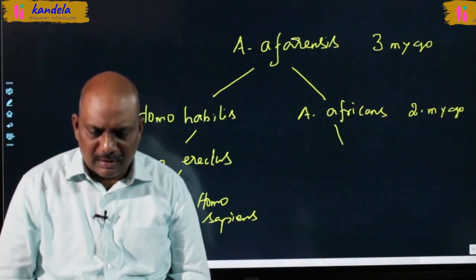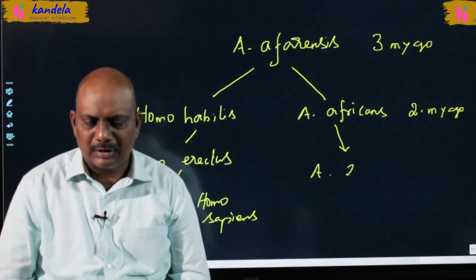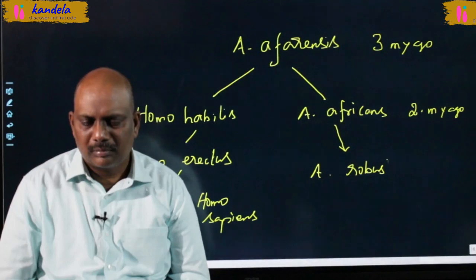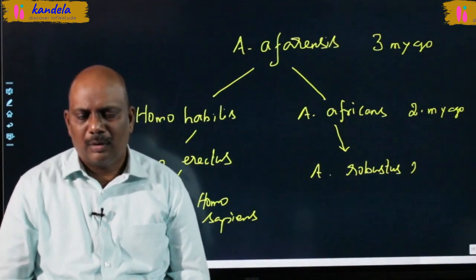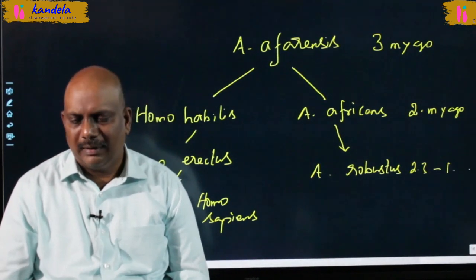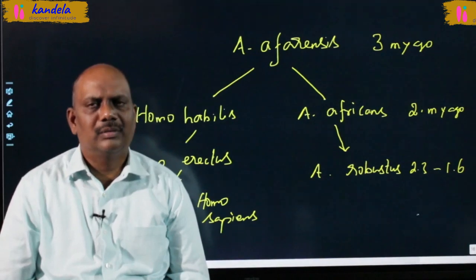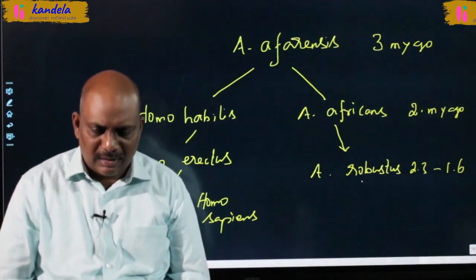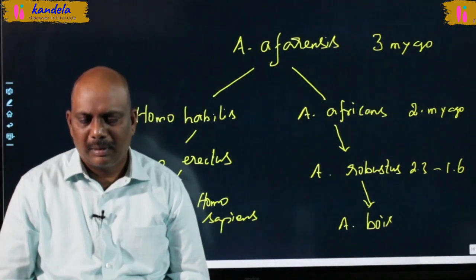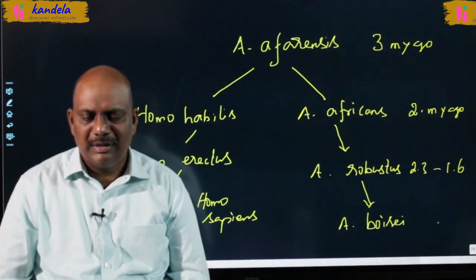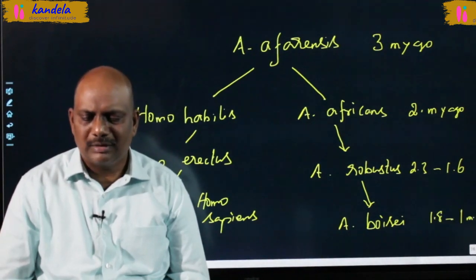Afarensis further evolved into Australopithecus robustus. It lived roughly between 2.3 to 1.6 million years ago. This further evolved into Australopithecus boisei, which lived between 1.8 to 1 million years ago.